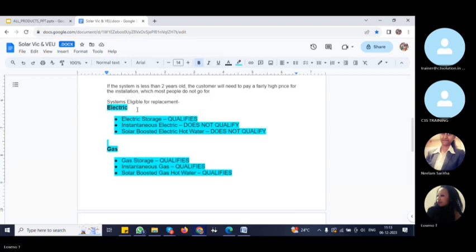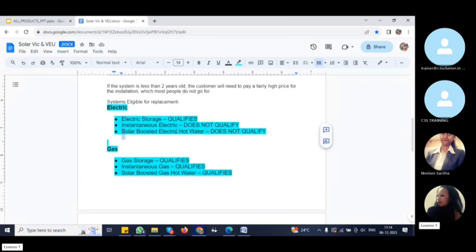Now, for an example, if the customer has an electric hot water system, it should be just the electric storage tank, the standalone tank, and no other boosters should be attached to it. And it should not be an instantaneous electric. If they have an instantaneous electric, they do not qualify for the upgrade. Just tell them straight away, unfortunately, we are not replacing the instantaneous electric hot water system at this stage, so you will not be qualified for this rebate.